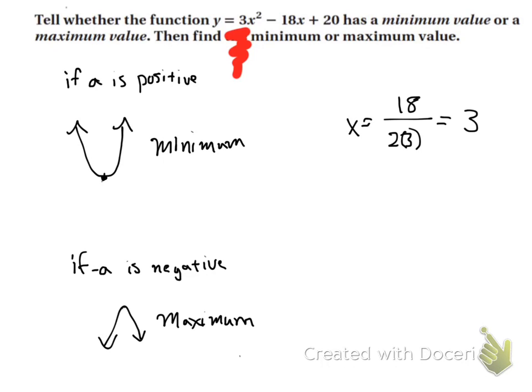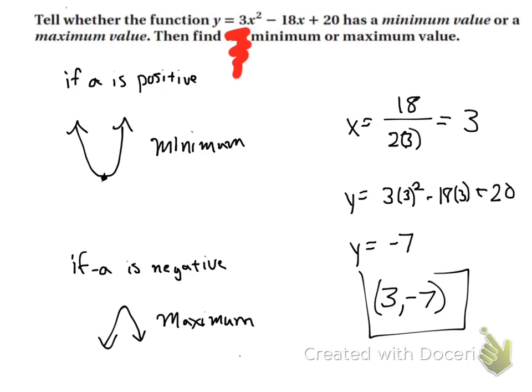Now we plug in 3 to get our y value. Three squared minus 18 times 3 plus 20. And you end up with y equals -7. So our vertex, or our minimum, is 3, -7. And they actually call this the minimum value because it is the actual height.